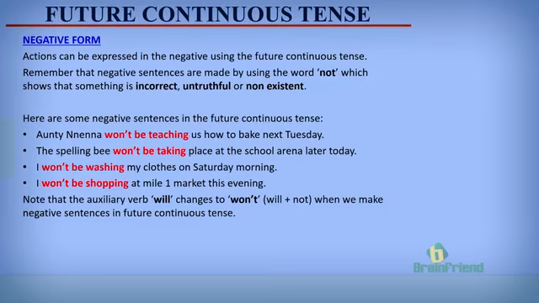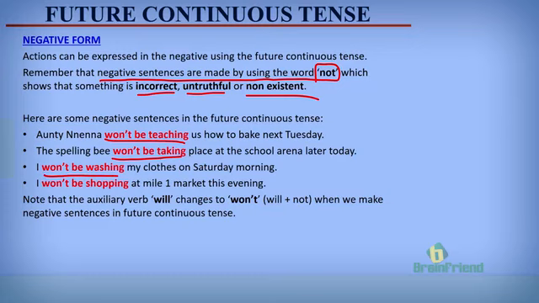Now, remember that negative sentences are made by using the word not, which shows that something is incorrect, untruthful, or non-existent. Now, here are some negative sentences in the future continuous tense. Auntie Nena won't be teaching us how to bake next Tuesday. The spelling bee won't be taking place at the school arena later today. I won't be washing my clothes on Saturday morning. I won't be shopping at Mile 1 Market this evening.